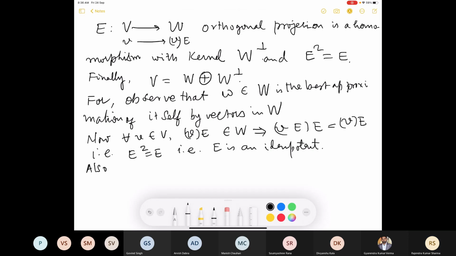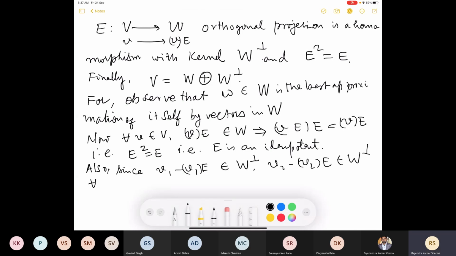Also, since V1 minus, say, V1E, this is always in the orthogonal complement here, and V2 minus, say, V2E, this is also, for every V1, V2, that makes their sum V1 plus V2 minus V1E minus V2E, which I can write as minus of V1E plus V2E, being their sum, also in the orthogonal complement of W.